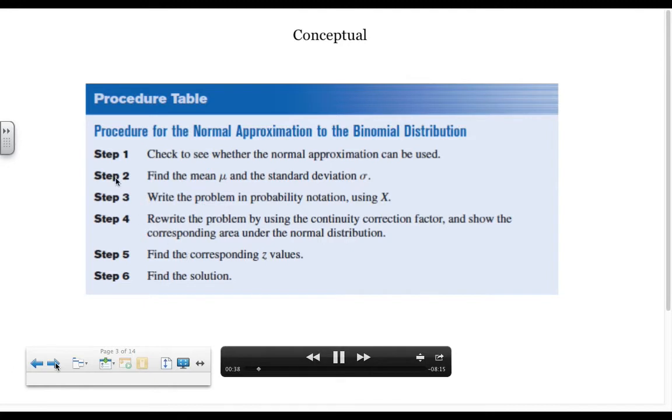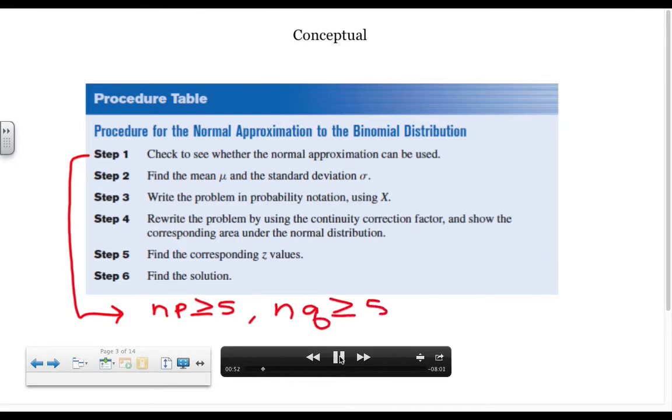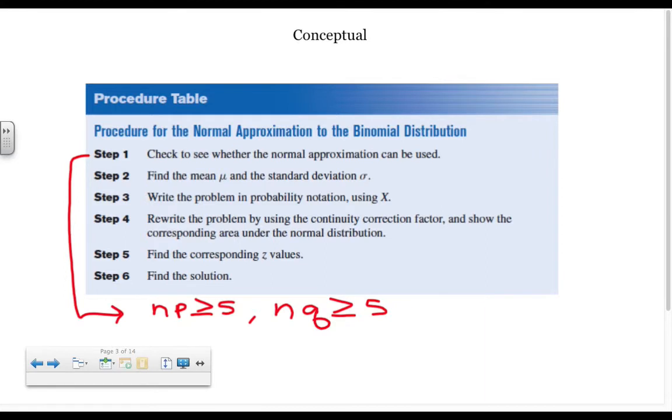The very first thing, we have to follow these steps every single time. All right? So the very first thing we need to do is check to see whether it can be used. This is a really important step, and a lot of people skip it. In order to check, it's really simple, you just can't forget to do it: you take the n value times the probability, and make sure that it's greater than or equal to 5. Then you must also take the n value times the probability of it not happening, and make sure it's also greater than or equal to 5. If it's not, you cannot use a normal distribution, and you're done with your problem.